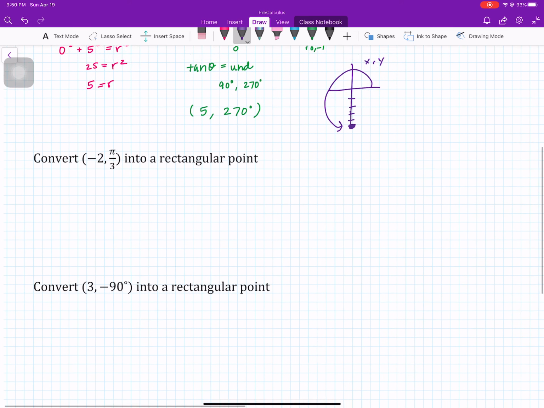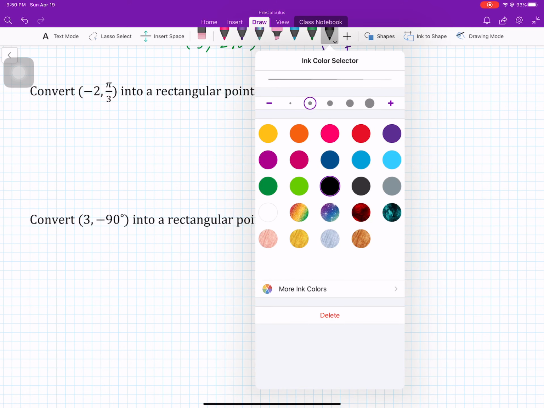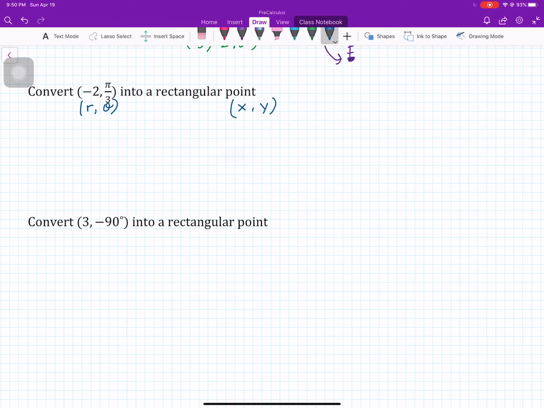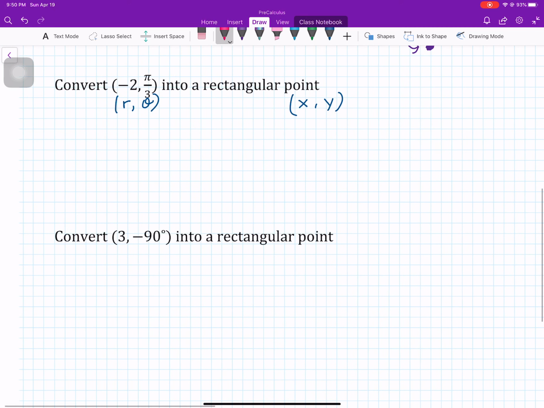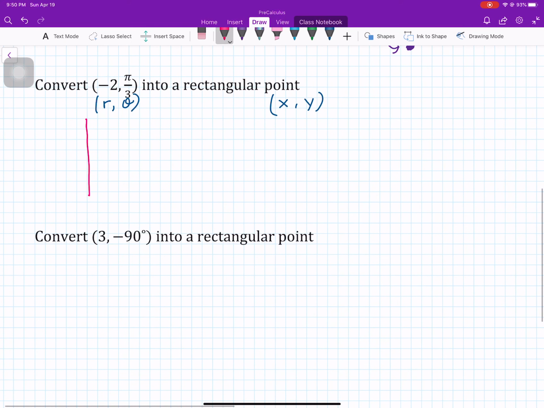So now let's go the opposite direction. This one says convert this into a rectangular point. So right now we are in the r theta situation, and we want to end up with the xy. And for our first example, let's go ahead and we'll just draw a picture. It'll be a rough picture, but it'll be a picture nonetheless, because I didn't print a polar plane here.